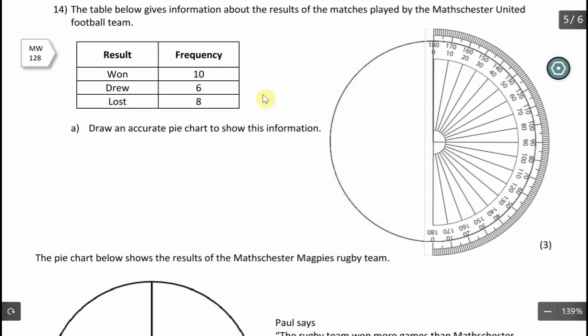Okay, welcome back. We're going to go through page 5, the shadow test. Question 14 is about pie charts. We've got a table below giving information about the results of the matches played by Manchester United. Draw an accurate pie chart to show this information.